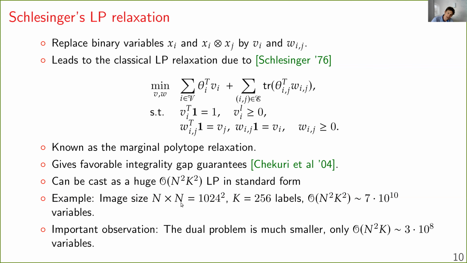However, there's an important observation. The dual problem is usually much smaller. It only has 3 times 10 to the 8 variables, because the dual problem basically is defined on the number of constraints.